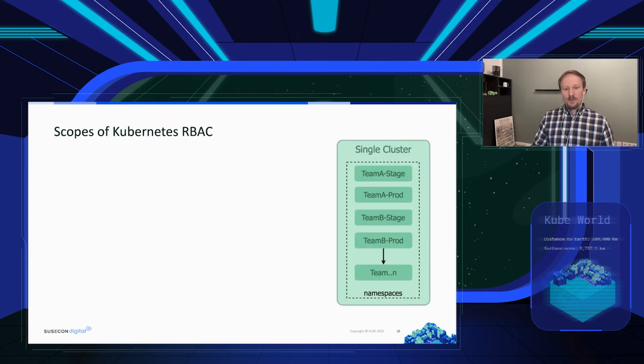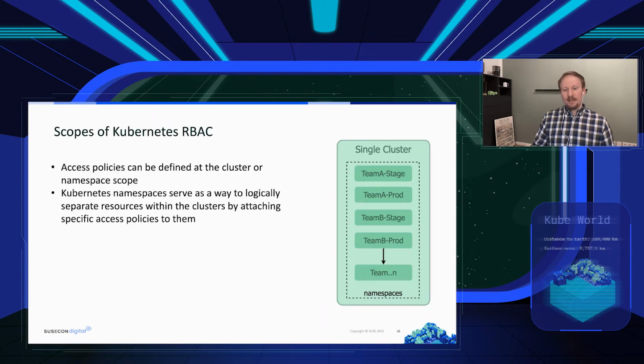So what are the scopes of Kubernetes RBAC? Kubernetes RBAC has two scopes. We can define permissions on the cluster level, and we can also do that on the namespace level. So a namespace is a way to logically separate resources in a cluster by attaching certain policies to it, like access policies, network policies, or even specifying specific resource quotas.